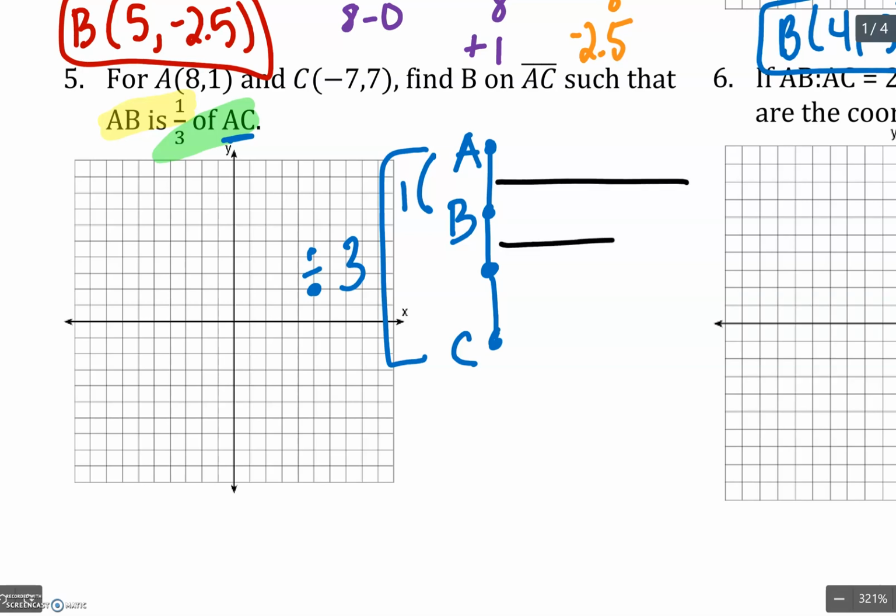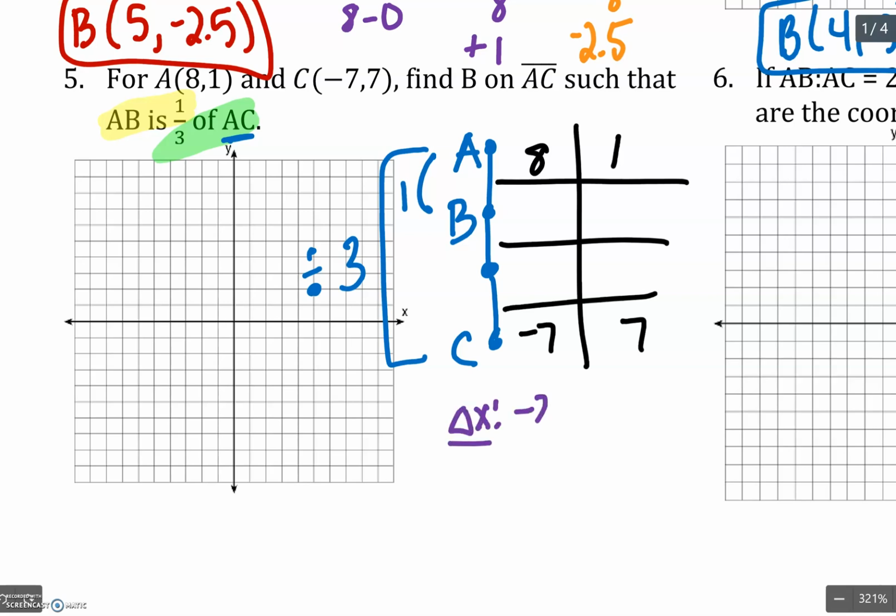And then just like the other ones, each point gets a row on the table. A is (8, 1), C is (-7, 7), and we calculate the change. To get from 8 to -7, if you're not sure, subtract x2 minus x1, which is -15. We're dividing this into 3 parts, so we're going to subtract 5 each time. 8 minus 5 is 3, minus 5 is -2, minus another 5 is -7. If you don't land where you're supposed to, you'll know that you did something wrong.